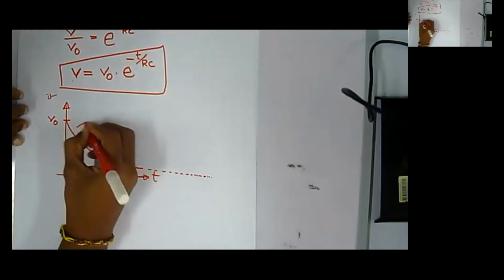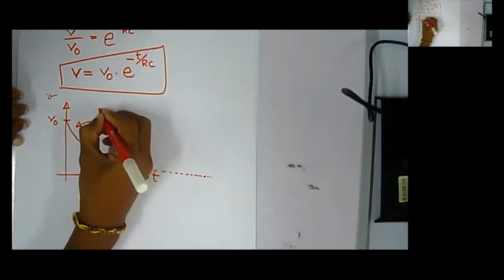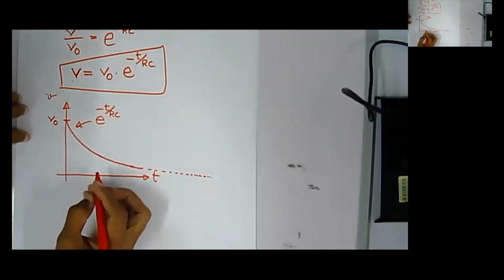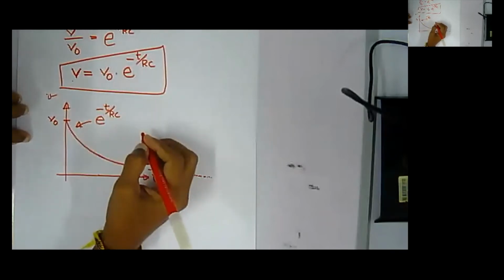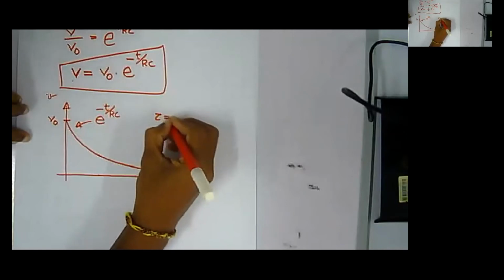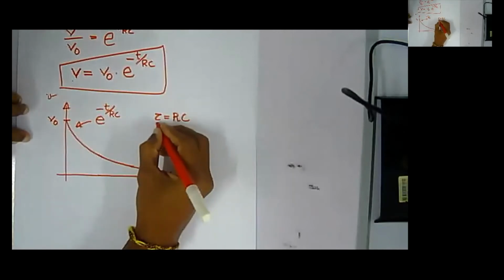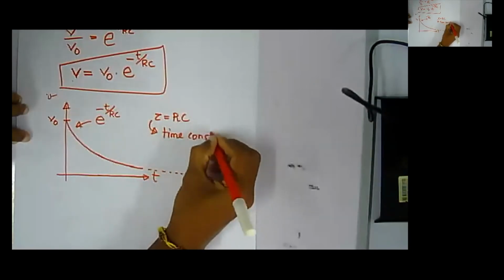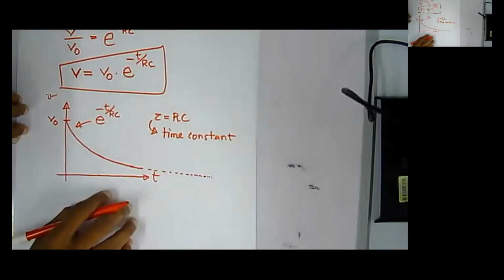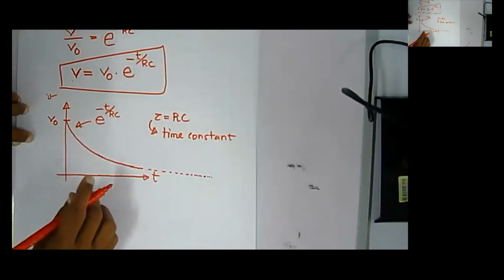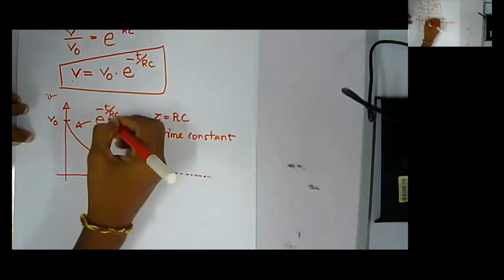So we can name this e to the power minus t by RC. Also we can denote this RC as the time constant. So we can use a notation: tau equals RC, and we call tau the time constant. Tau is actually what it is.